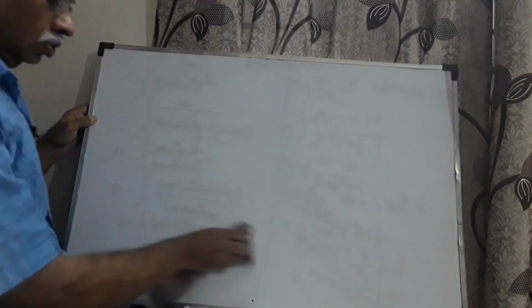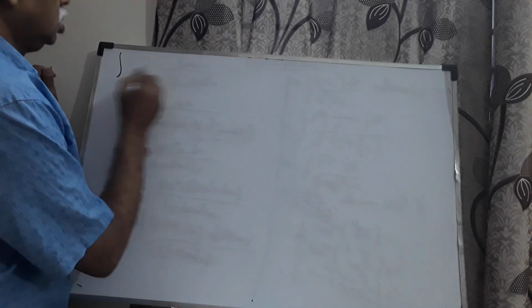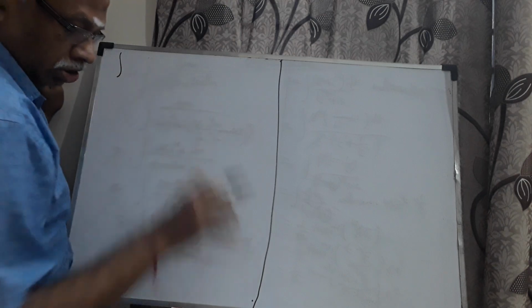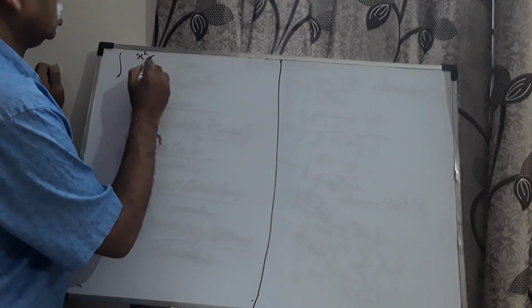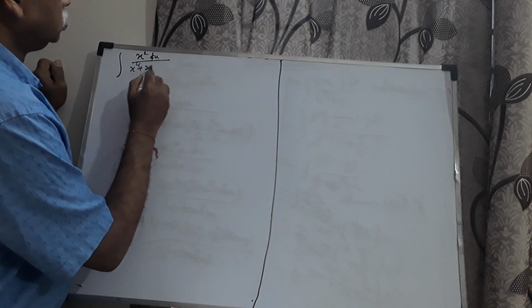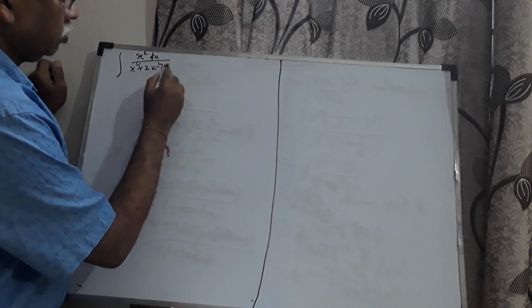Okay, the next problem again is also on integration. Let me just see what it is exactly. Next problem goes like this. Evaluate integral x square dx by x power 4 plus 2x square minus 15.